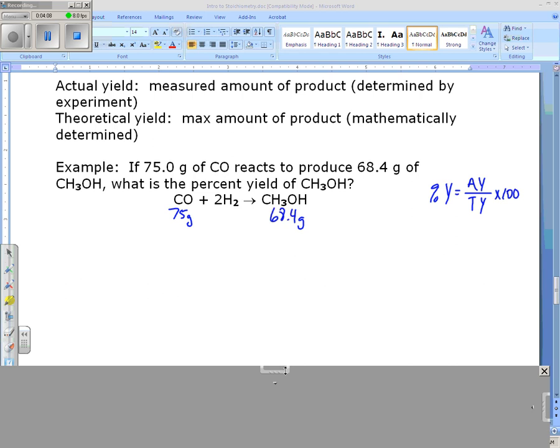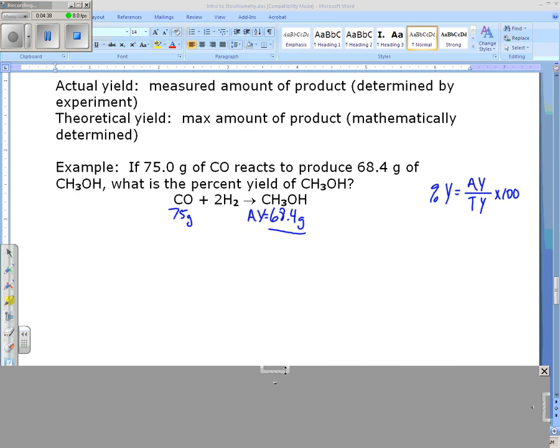Okay, so this number right here, the 68.4, is an amount of methanol that we produced. So what value is this for our formula? The actual yield is how much we actually made. And it's always going to be a product, and that's how you can tell. That's why it's not CO, because it needs to be a product. Percent yield has to deal with products. All right, so that one already has a use.